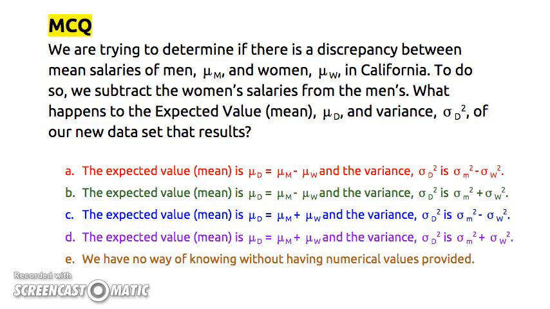Next question: we are trying to determine if there's a discrepancy between the mean salaries of men, represented by mu sub m, and women, mu sub w, in California. To do so, we subtract the women's salaries from the men's, so mu sub m minus mu sub w. What happens to the expected value of the mean, mu sub d, that's the mean of the differences, and the variance, which is sigma d squared? That's how we represent the variance of our new data set, the results.